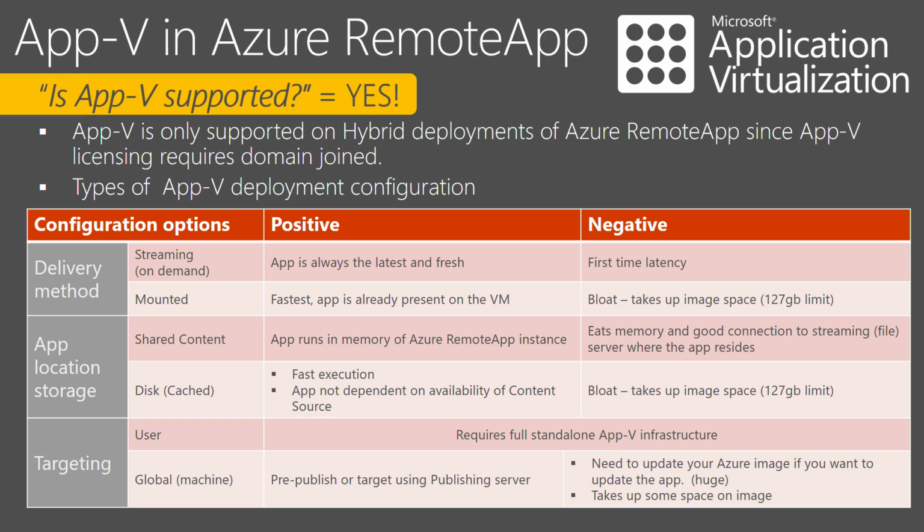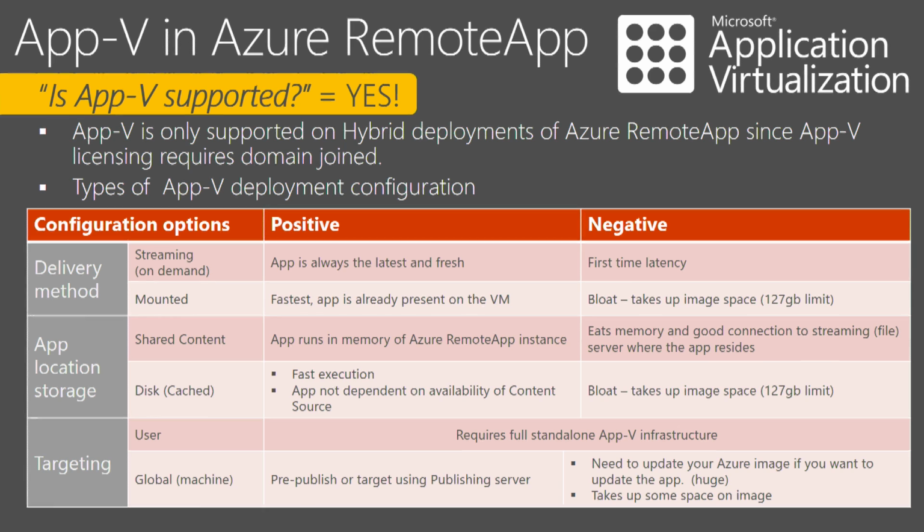There's lots of different ways to deploy it. I mean, when you look at the delivery method, you could be streaming or mounted in terms of where the content is. Is it shared content on the disk, targeting user, global machine? And there's a couple of positives and negatives in terms of what to use when using Azure RemoteApp with App-V. I had to think about that. But for the most part, you should be able to just lift and shift it.